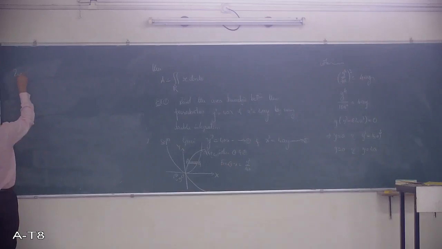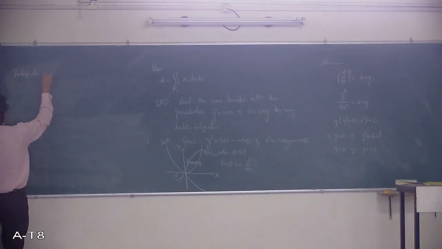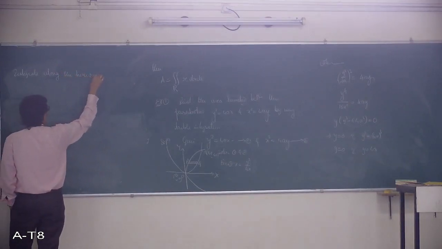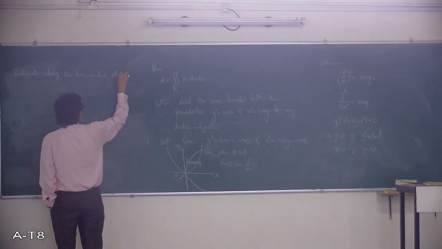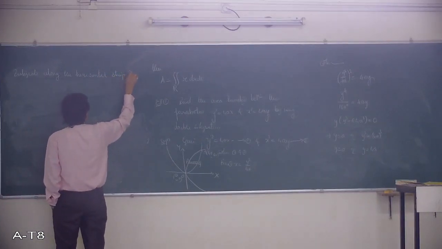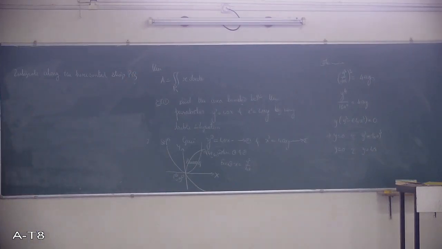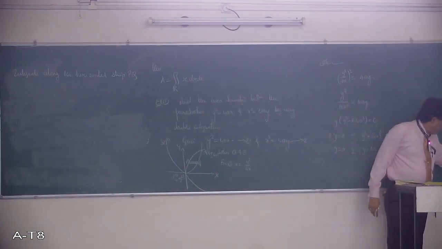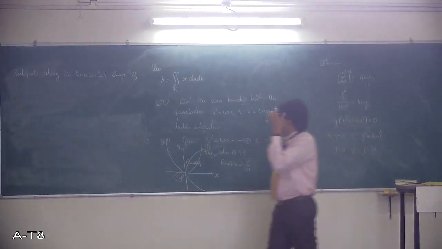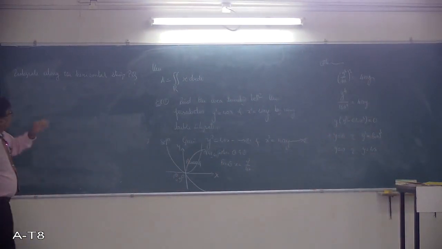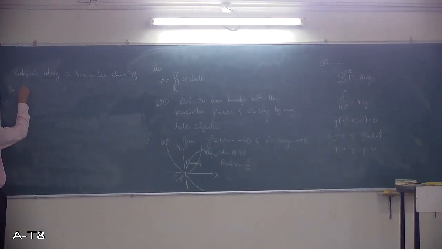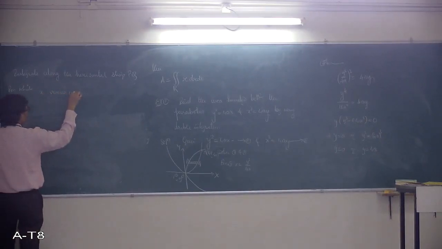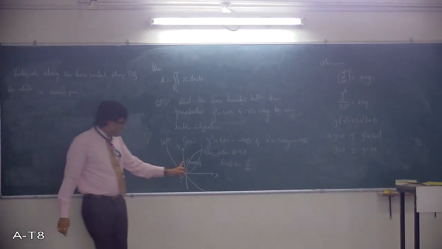Here we are going to integrate along the horizontal strip. Notation-wise, I have taken it as PQ. Now, horizontal means what? x varies from where to where? Geometrically, I can say that from P to Q.